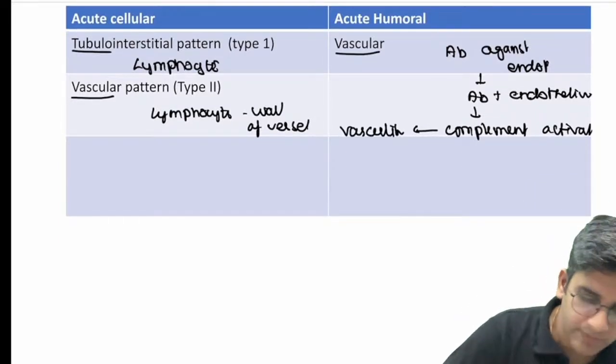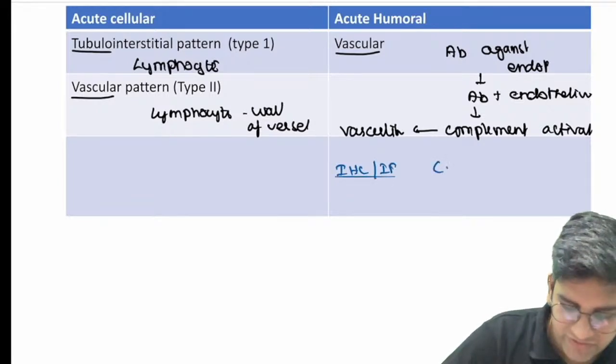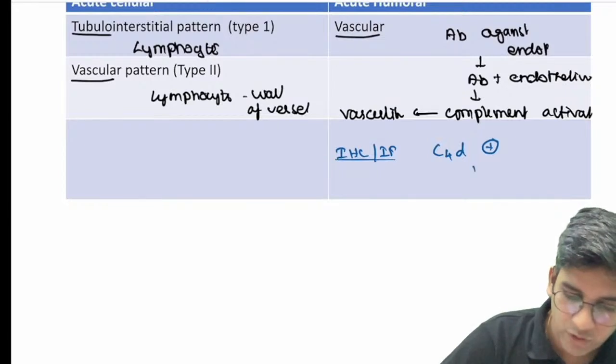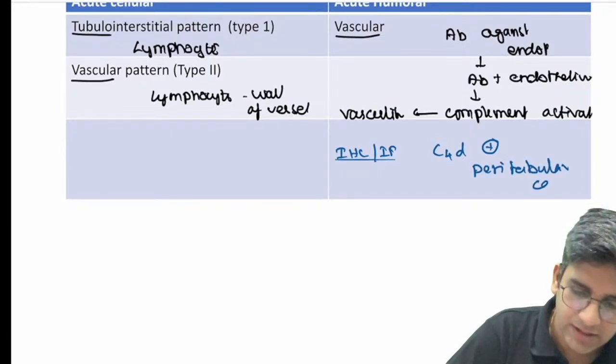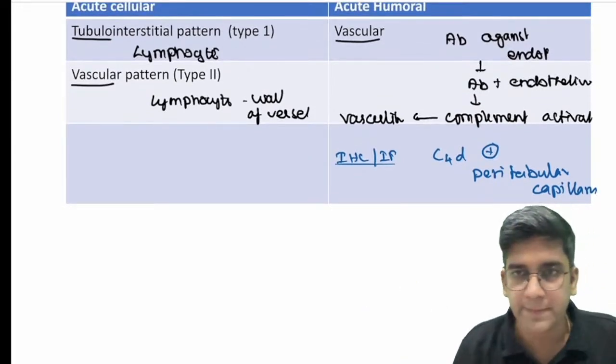This is what is required for me, because in IHC or immunofluorescence, to diagnose them, we have C4D. If C4D is positive in your peritubular capillaries or vessels, I'm going to think in terms of an acute humoral rejection, fine?